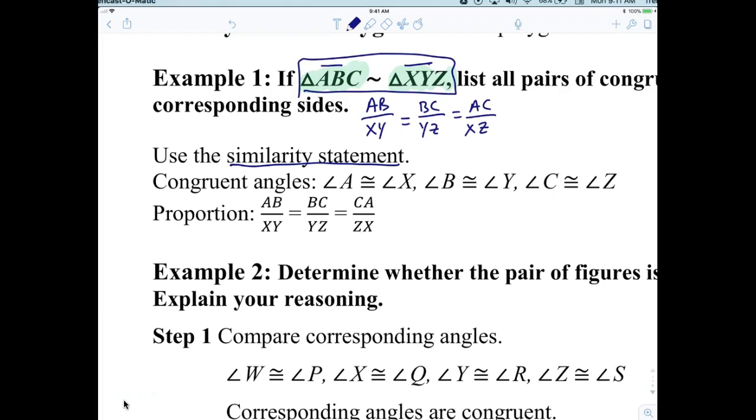I tell kids a lot of times, don't go off the figure, but go off the similarity statement. 100% you'll get it right if you go by the statement. You can be tricked by how they flip or rotate the figures quickly. It doesn't matter. AB technically is to XY, even though it doesn't matter technically if you say AB to YX. Do you understand what I'm saying? The direction you're traveling is important, but not really.